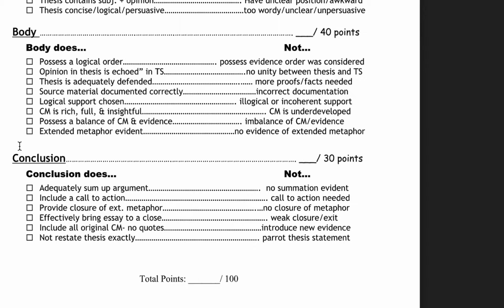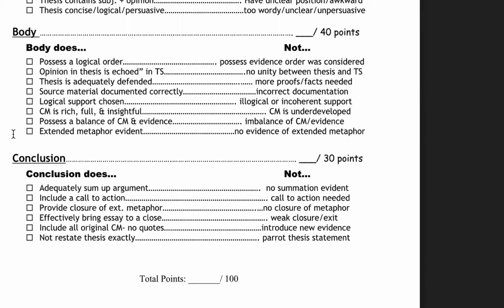The next piece is it must possess a balance of commentary and evidence. You've got to have a balance. If you develop one of your body paragraphs and all you have is textual evidence, you will not get credit for that paragraph. If you only have explanation and no textual evidence, then you don't get credit for that. So you've got to have a balance. You have to have both.